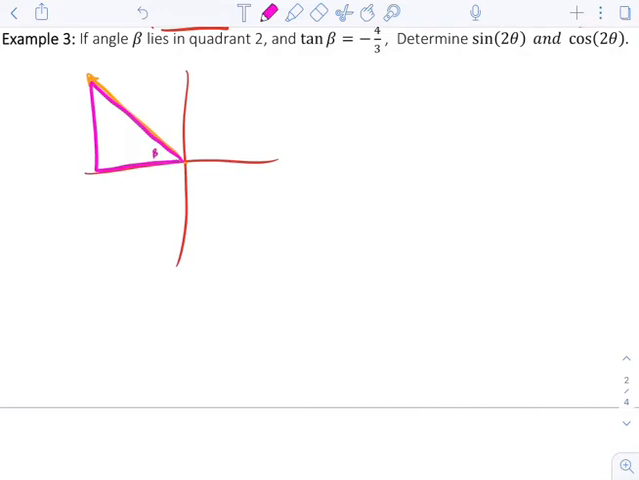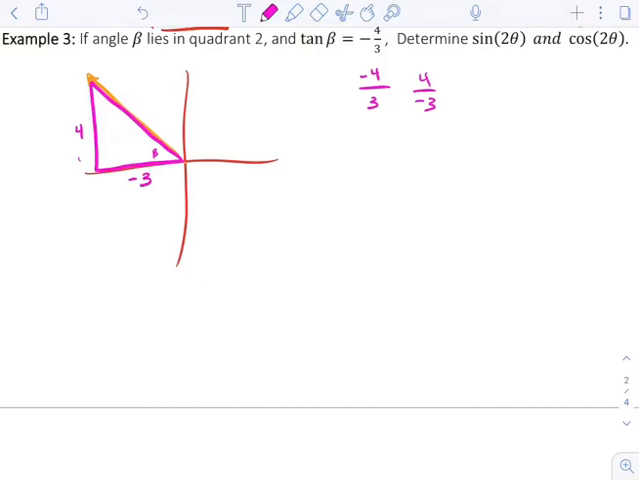I know tan is negative 4 over 3. Now, one thing we know is that it could be negative 4 over 3 or 4 over negative 3. That's the thing with a fraction when it's negative. The negative could be on top or on the bottom. But since it's in quadrant 2, I know that the opposite side is going to be positive because this is above the x-axis, so the y value is going to be positive. I know it's going to be 4, and this side here is going to be negative 3.